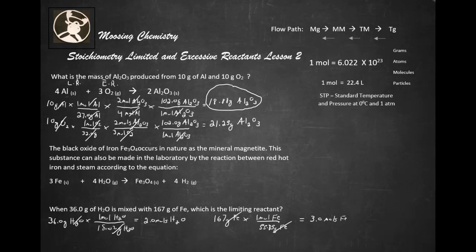So what we're going to do is, this is what we have for H2O. And then we're going to figure out what we need by taking the moles of iron. This is a different way of doing things. Divided by the moles of iron. So we're going to need 4 moles of H2O. This is what we need. This is what we have. So therefore, our H2O is our limiting reactant. That makes our iron the excessive reactant.